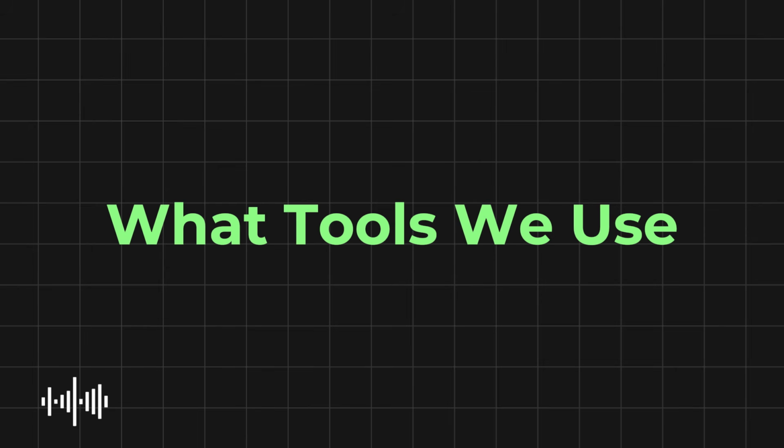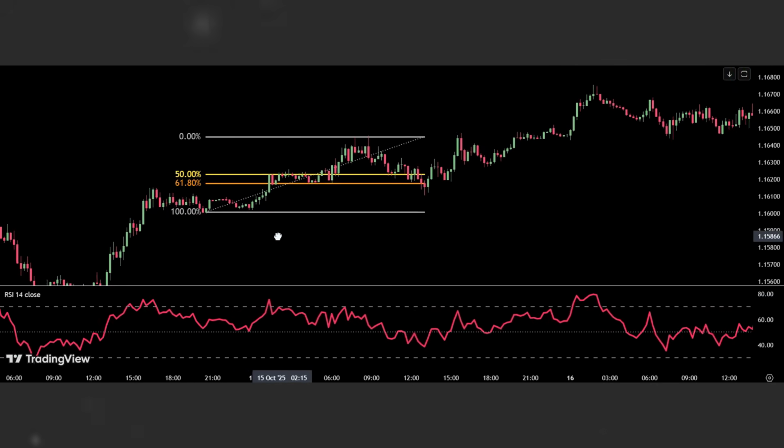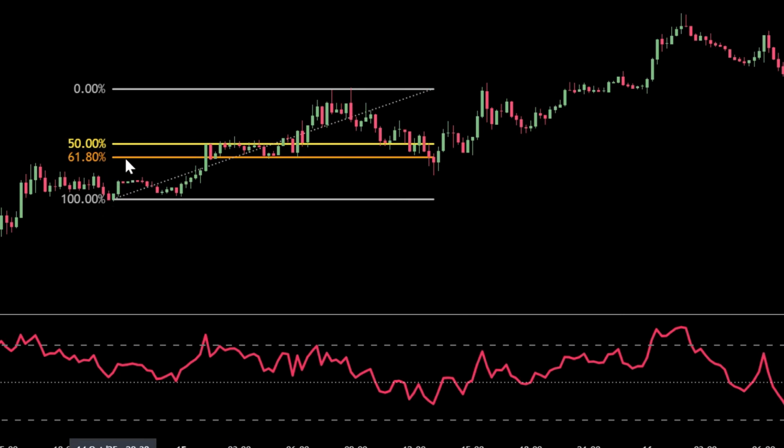What tools we use? Alright, let's start with the tools we'll be using in this scalping strategy. We'll work with three very simple but powerful tools. First, the Fibonacci retracement. This helps us identify the pullback zone after a strong move in the market. Second, the RSI. It tells us whether buyers or sellers are in control, basically showing us the momentum of the market. And finally, price action. We'll look at the candle patterns like bullish or bearish engulfing to confirm our entries.